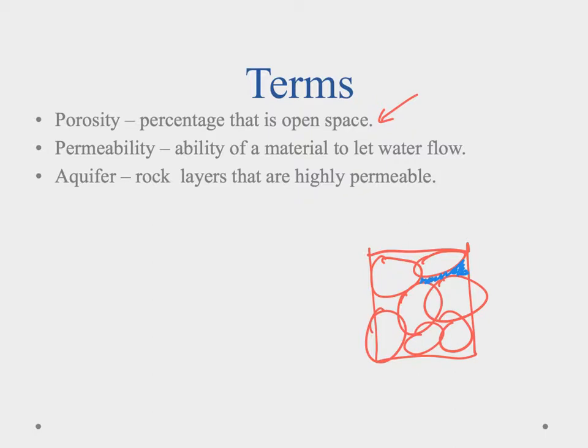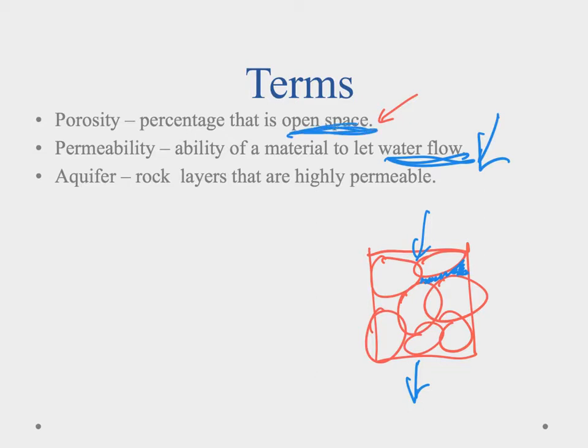So that's what porosity is. Permeability, on the other hand, is the ability of a material to let water flow through it. So you could have a highly permeable substance which is very low in porosity or very high in porosity. The permeability is water flowing through it. The porosity is the amount of open space.